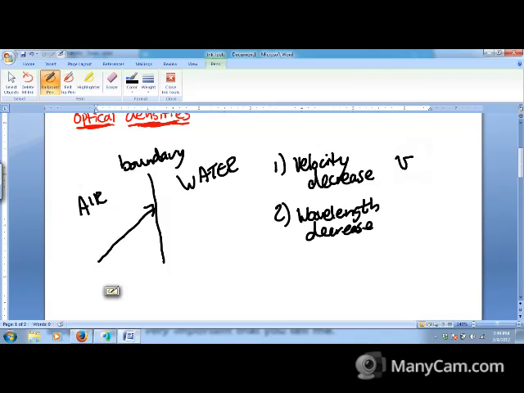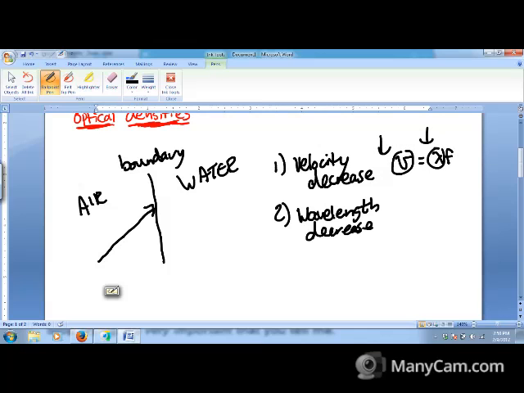Because it's related by this formula, v equals lambda times f, which is the frequency. Lambda is the wavelength. So however you see the wave equation, this is the wavelength and this is the velocity. So if this decreases, then this decreases because they are directly proportional. If one goes up, the other goes up, and vice versa.